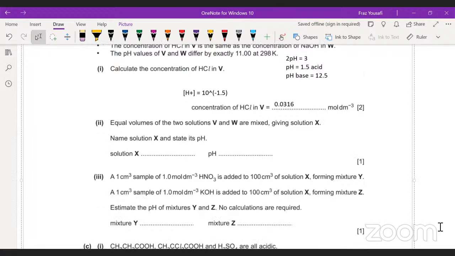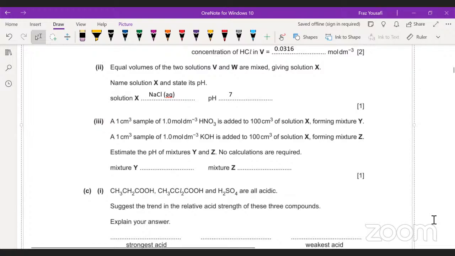Now, equal volumes of two solutions, V and W, are mixed, giving solution X. Name solution X and state its particular pH, right? If I give you equal amounts of this monoprotic acid and this single base, then remember the solution X that they're talking about is basically your salt solution, NaCl, right? Aqueous sodium chloride is what you would get, and the pH of that resultant solution, if you add equal amounts of both the acid and the base, would neutralize each other to give you a pH of exactly 7.